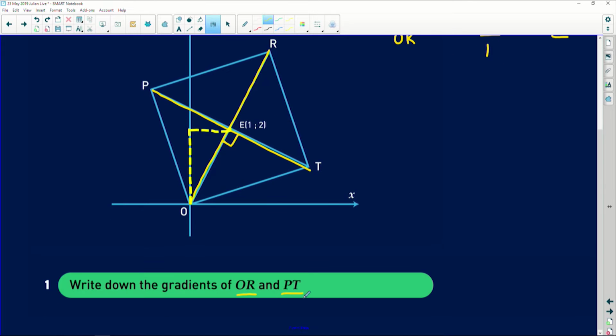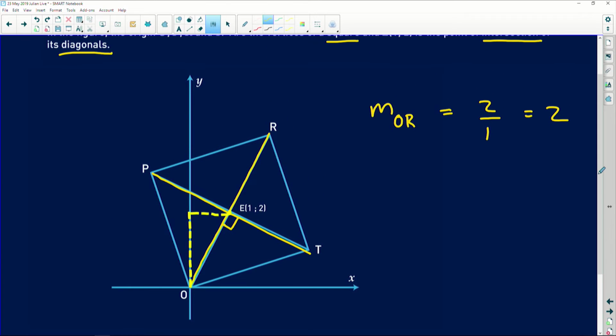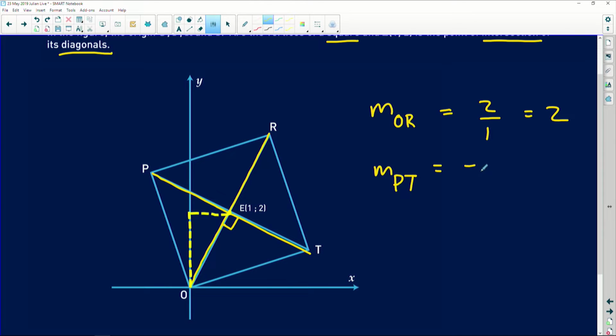Now I'm not done. This part also asks us to solve for PT. Okay guys, PT is perpendicular to OR, so I can use that nifty formula, M1 times M2 is equal to -1. Or simply, one gradient is the negative inverse of the other. So M of PT is equal to -1 over M of OR, which means the gradient of PT equals -1/2. There are my 2 gradients on my lines that I've just found.